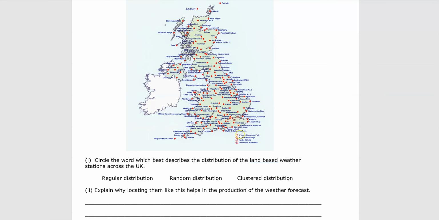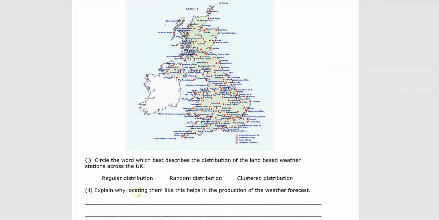Now, clustered means they would be very much concentrated in some areas and not in others. And I think you can see that's not the case. They're all over the country. So then, are they regular or are they random? There's certainly places where they're a little bit more concentrated, a little bit more spread out. But they do seem purposely here to be placed all over the country rather than just randomly allocated. This is a regular distribution of weather stations all across the country.